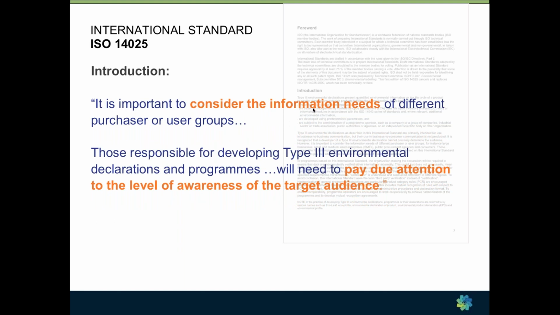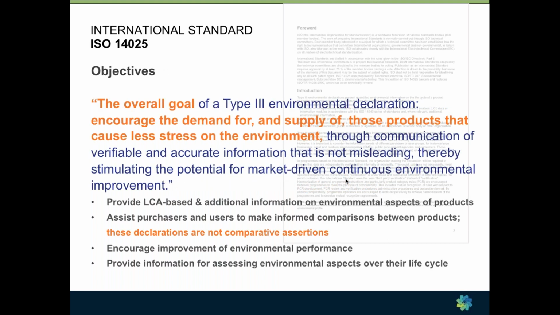Consider the information needs of different purchasers or user groups and pay due attention to the level of awareness. I don't think it could be more clear in terms of saying, consider who you're talking to, make this information understandable and meaningful, because the overall intent is to encourage the demand for and supply of those products that actually do cause less stress on the environment through communicating accurate information that's not misleading. And there's a kind of a bulleted list of here's how you do it.